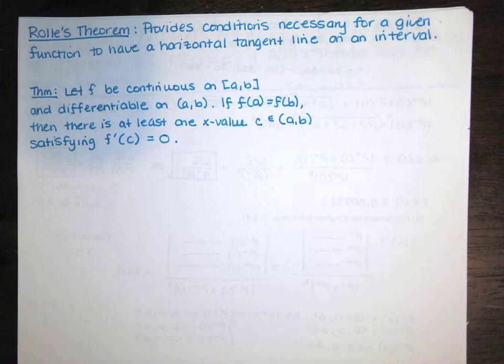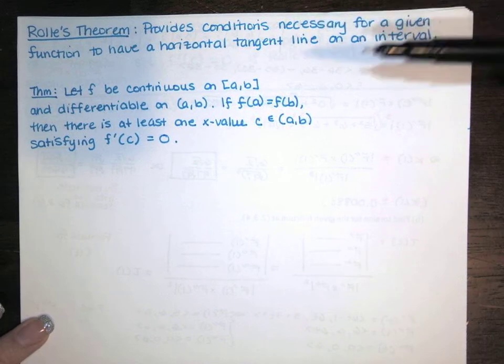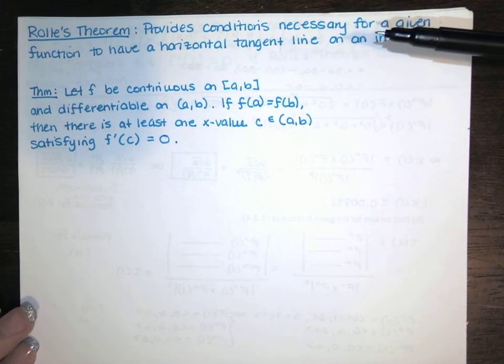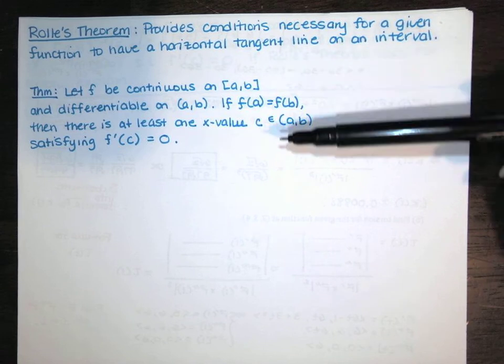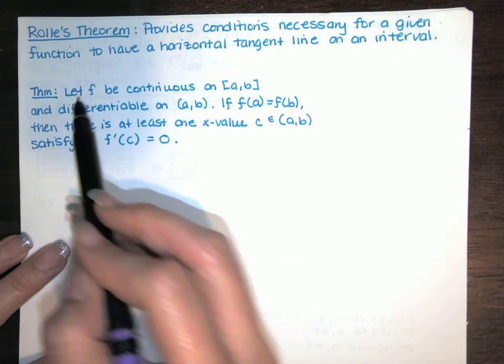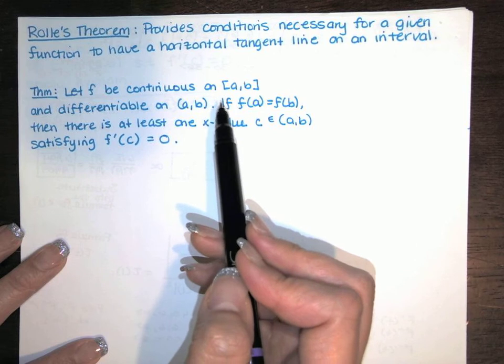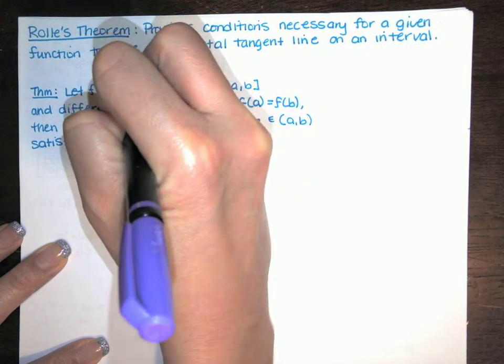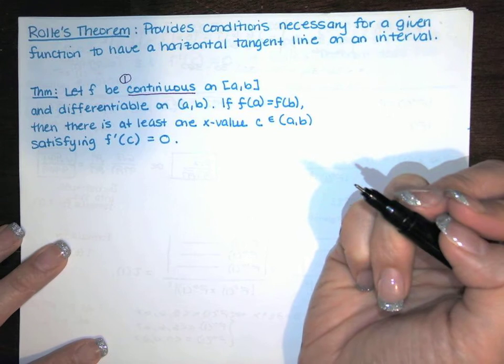Okay, so let's think about what this means. This is a theorem that provides the conditions necessary for a function to have a horizontal tangent line on an interval. So let's go through this and identify the conditions. It says, let f be continuous on the closed interval from a to b. So we have to be talking about a continuous function.